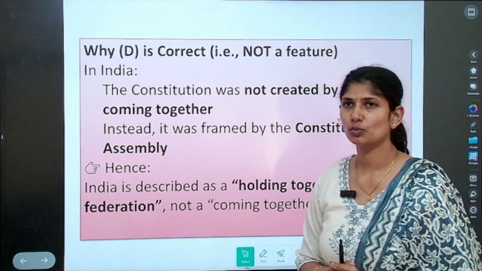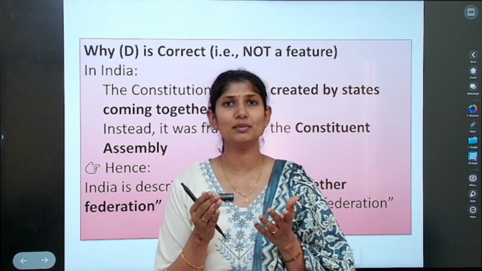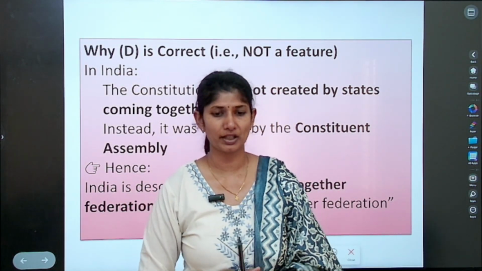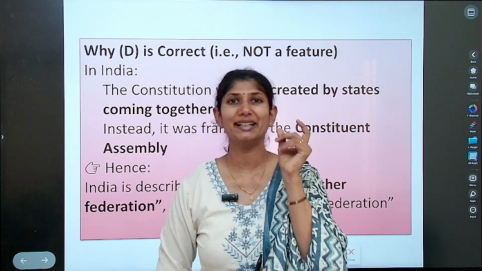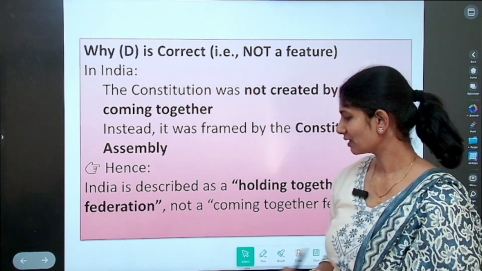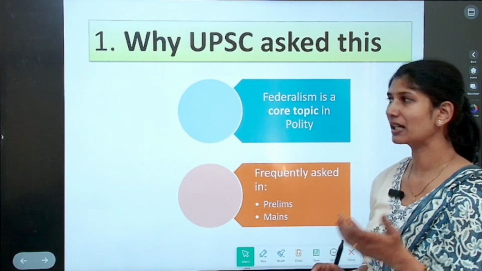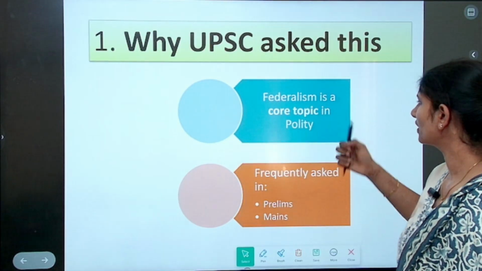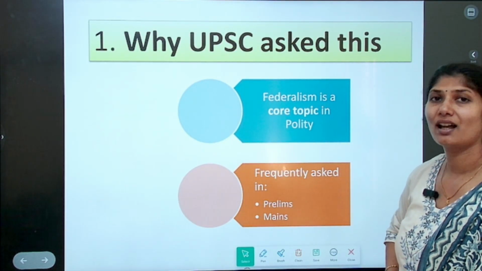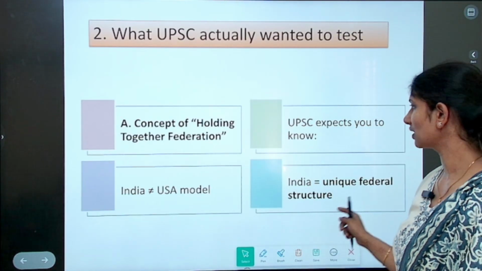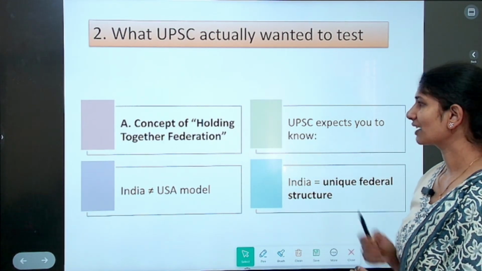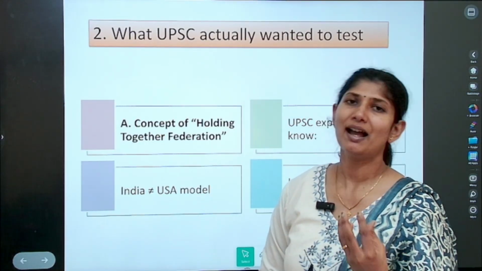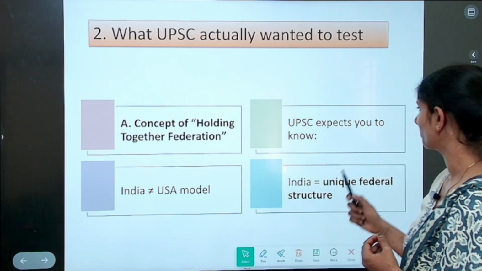Here, what we are trying to speak about is federation or federalism as a concept. The US federation is also there, the Indian federation is also there. The question specifically asked about the Indian federation. Understanding? So the Indian federation is a unique model. So why has UPSC asked this question? Because federalism is a core topic that they largely ask in both prelims and mains. What did they actually want to test? They wanted to test the concept of holding together federation and coming together federation.